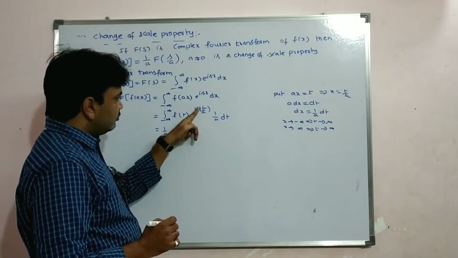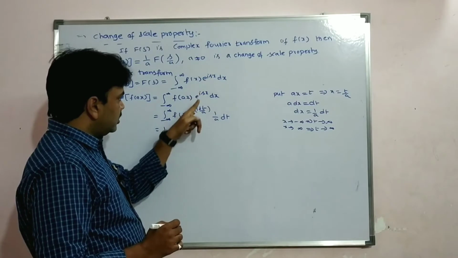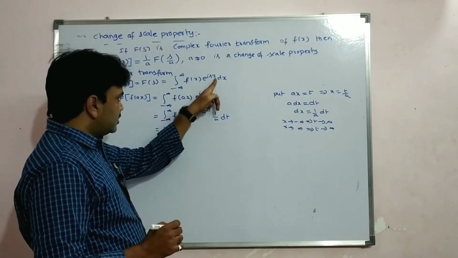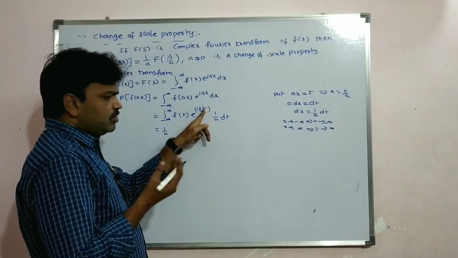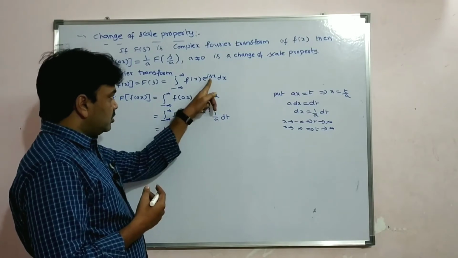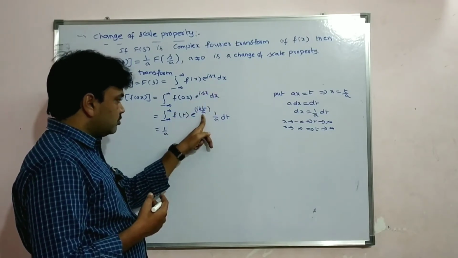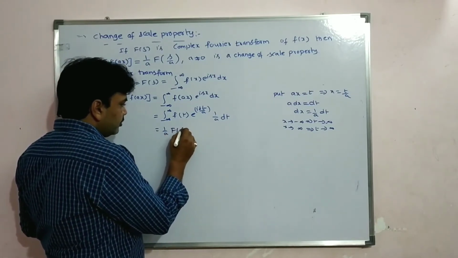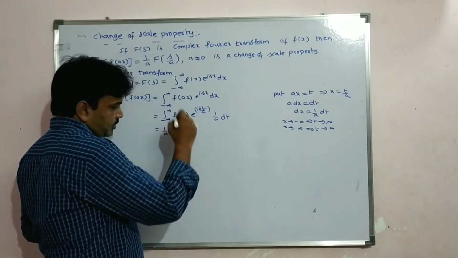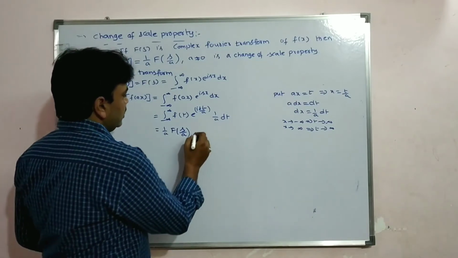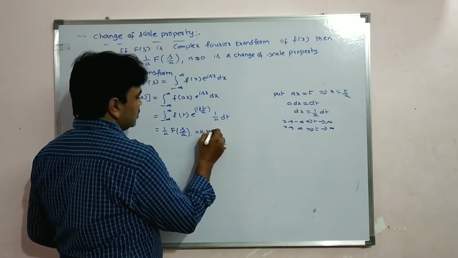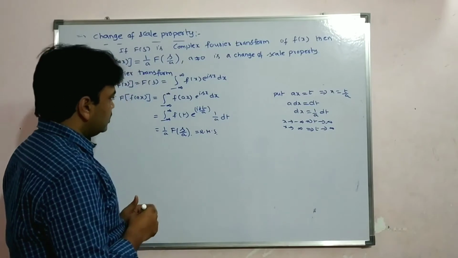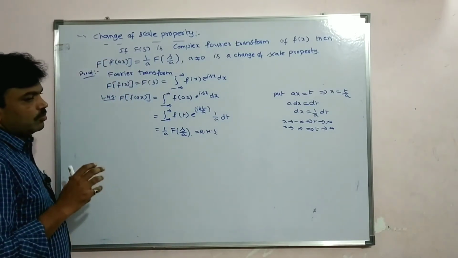Now this time, students, there is I, so here also we have I. There is x, here we have t. The variable is changed, students, no problem at all. Here we have s, but here we have s by a. So what is the notation, students, here? F of s by a. This is the RHS, students. This is the change of scale property.